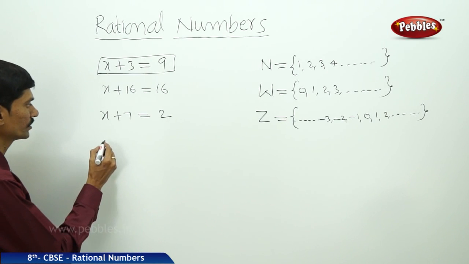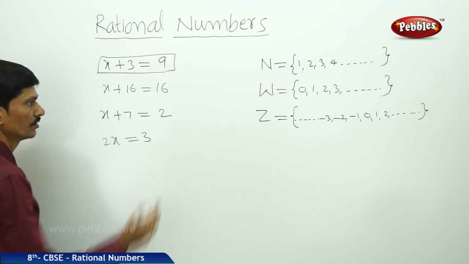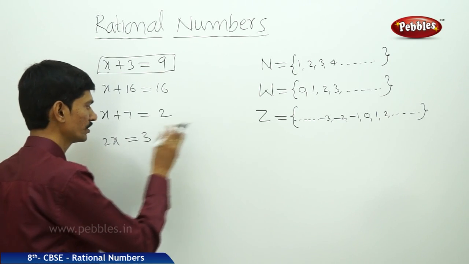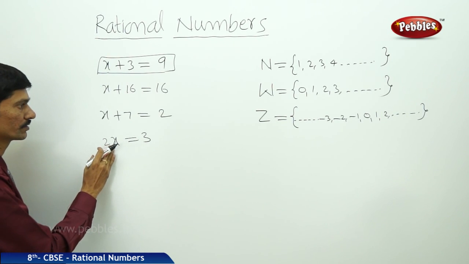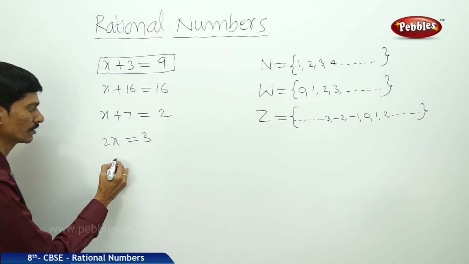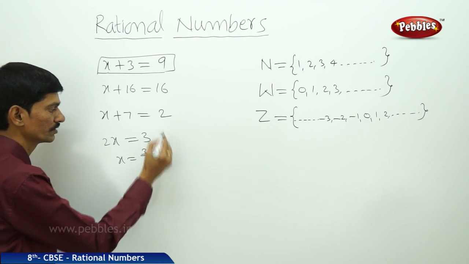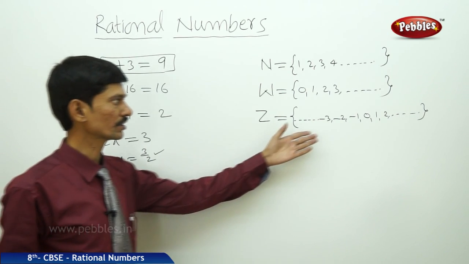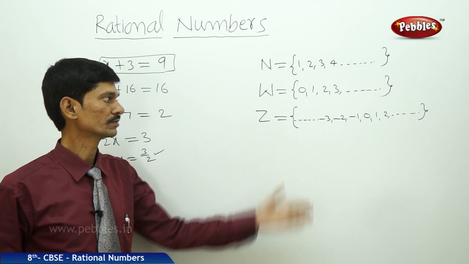Let us take another equation, 2x equals 3. Now what is the integer to satisfy this equation? If we substitute any integer value of x, the LHS is not equal to the RHS. Actually if you solve this equation, then x equals 3 by 2. This is a fraction, but there is no fraction in the set of integers. So we need to extend our integers.